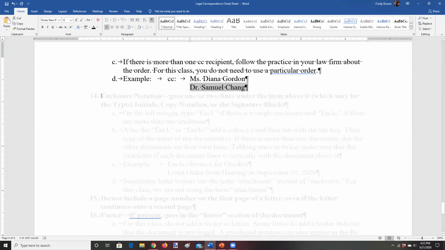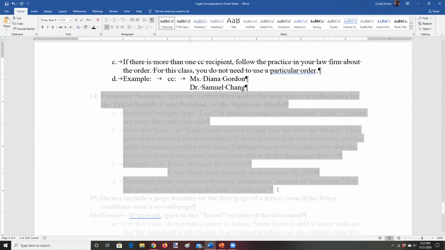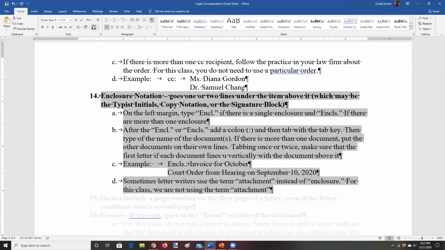We're not going to talk about BCCs because we're not going to do them. Just be aware that there is something called a BCC or a blind carbon copy, and it's something that your law firm may use from time to time.